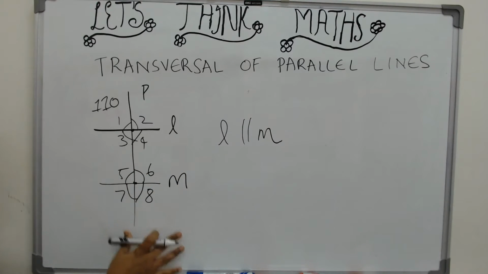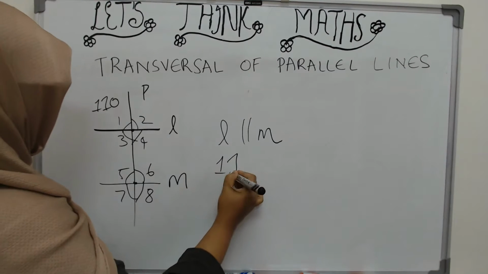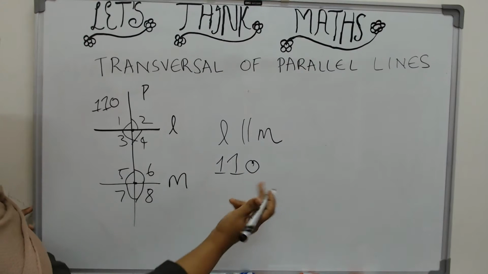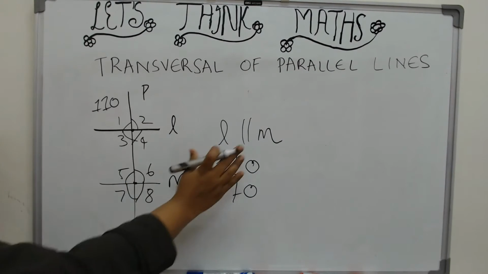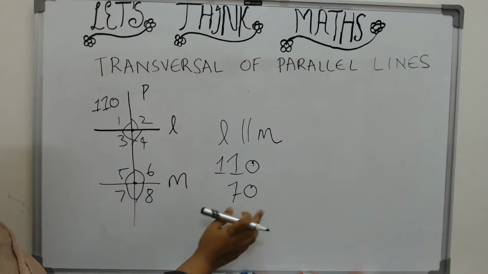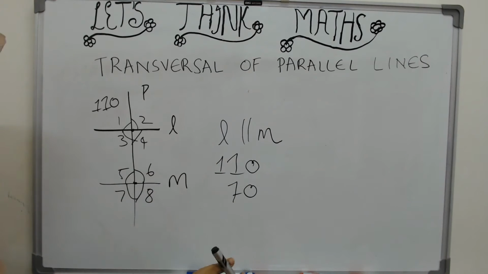You will find out that out of these 8 angles, 4 of them will be 110 and the other 4 will be the supplement of 110, which is 70. So even though there are 8 angles, it is just these two. In 4 places 110 will come, and in 4 places 70 will come. Which will come where and why, that is what we will see now.